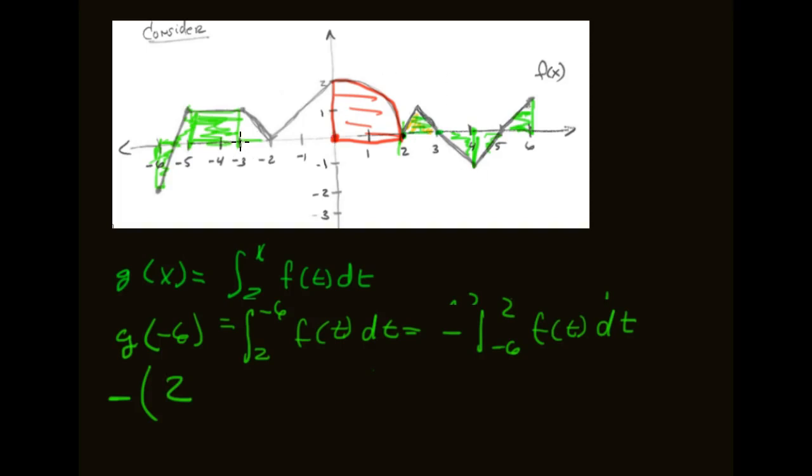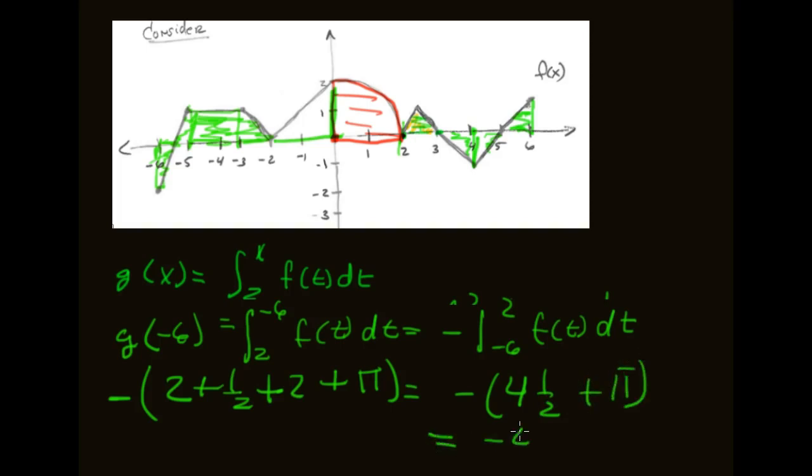Here I have a triangle that has a base of 1 and a height of 1. Right, so that's going to be a half. Here I have a triangle with a base of 2 and a height of 2. Right? Sorry. That's 2 times 2 is 4. Divided by 2 is 2. And this here we just figured out was pi, right? So this means this should be negative 4 halves plus pi, or negative 4 halves minus pi.